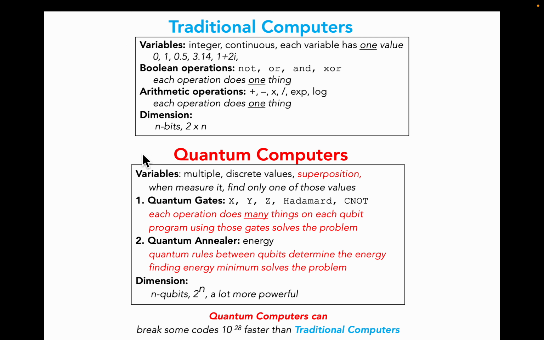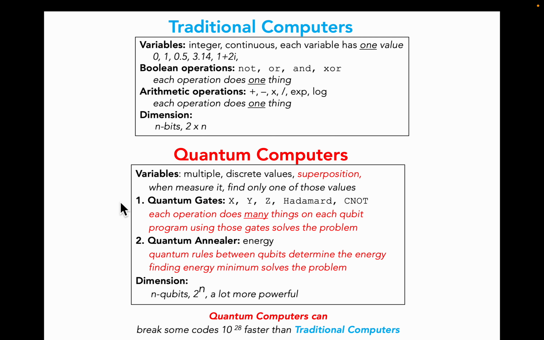But quantum computers are very different from this. Their variables have multiple discrete values at the same time. That's quantum mechanics, and it's called superposition. But when we measure one variable, we only find one of those values. There are two different types of quantum computers, one of which uses quantum gates, where each operation of those gates does many things to each qubit.